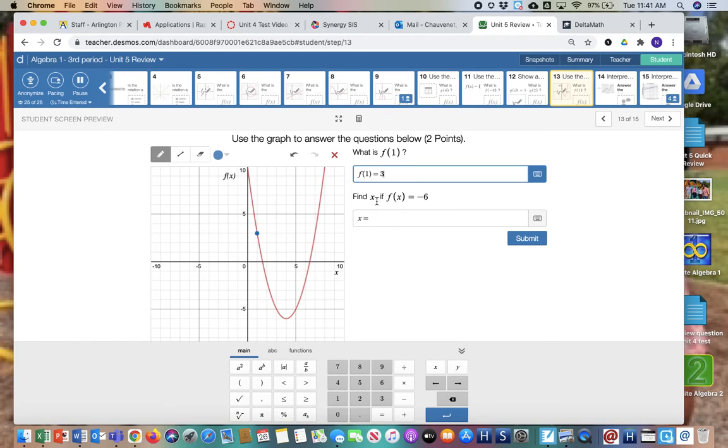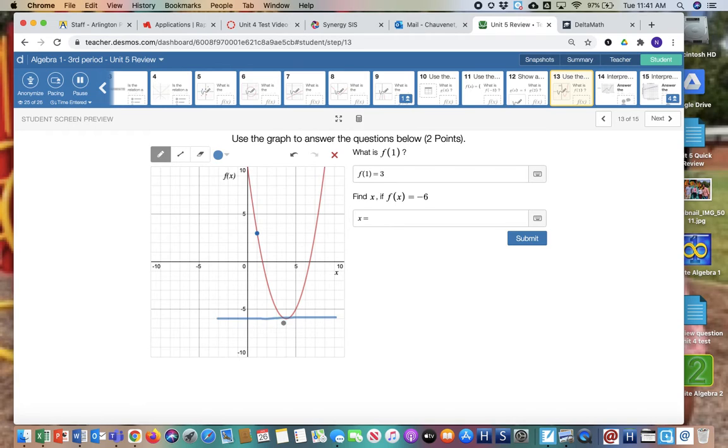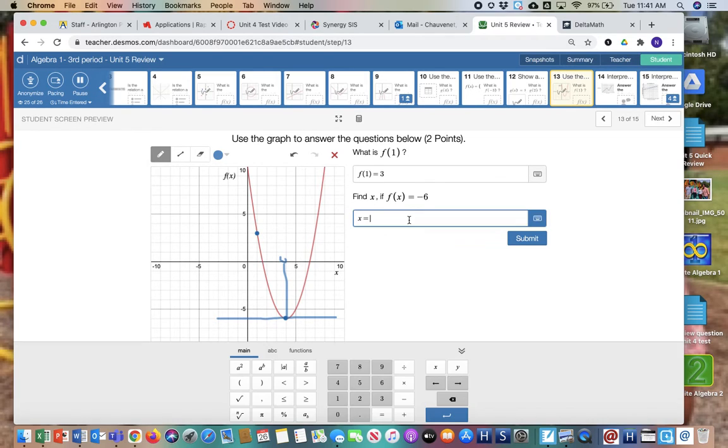Okay, so now it says find x. So now I'm trying to determine what x is. If f of x is negative 6, remember this means when y is negative 6. So I go to where y is negative 6. Okay, here we go. Boom. There's my point. So now I just say, well, what's that x value? Oh, well, it's 1, 2, 3, 4. Done. So x is 4. So again, the top one's saying, if x is 1, what's y on the graph? The bottom one's saying, if y is negative 6, what's x?